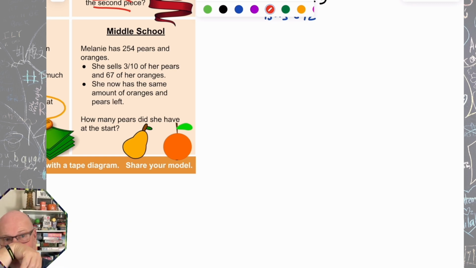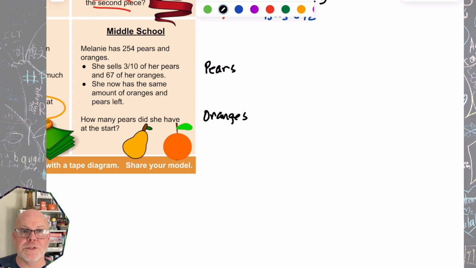So again, I'm going to be thinking, is this a 1 tape or a 2 tape diagram? And to me, this is just calling out for 2 tapes. And the 2 tapes is pears and oranges, not Melanie. Pears and oranges. And then it says she had 254 pears and oranges. She sells 3/10 of her pears and 67 of her oranges. She now has the same amount of oranges and pears.